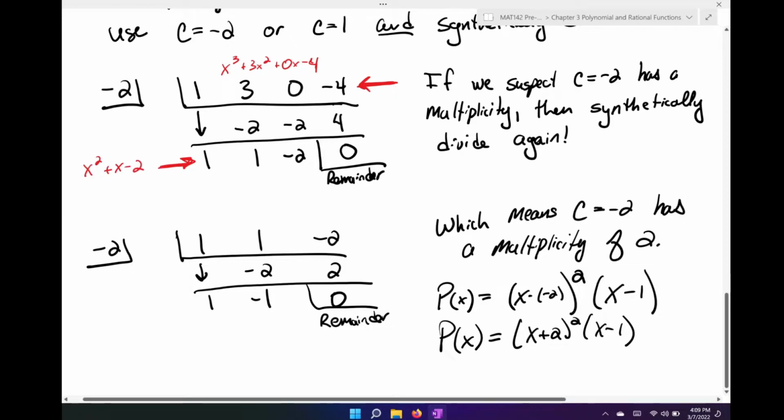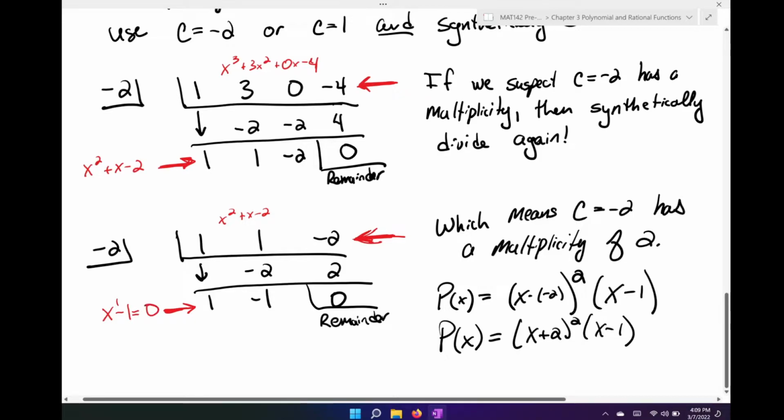But then we said, okay, if we suspect -2 as a multiplicity, we're going to synthetically divide again. So right here in this red arrow, sorry, I know I'm bouncing left and right. Right here, remember, that's our polynomial, x to the second plus x minus 2. After synthetic division, again, here's our final result. Now, every time you synthetically divide, remember, you decrease your polynomial by 1 degree. So if you're following along, we went from x to the third to x to the second to finally x to the first minus 1.